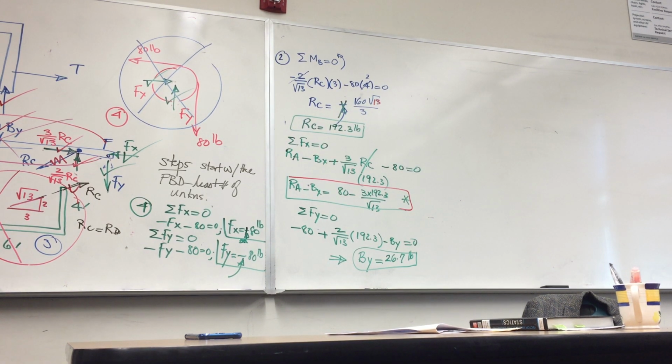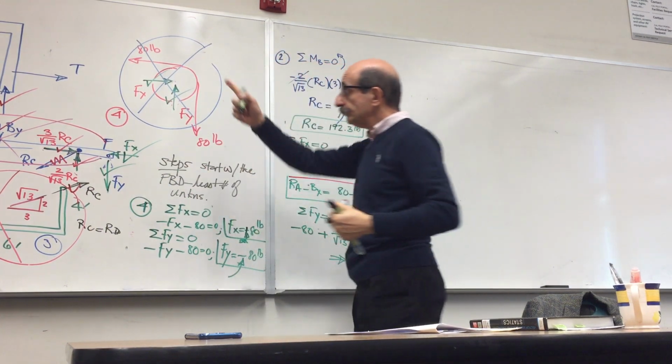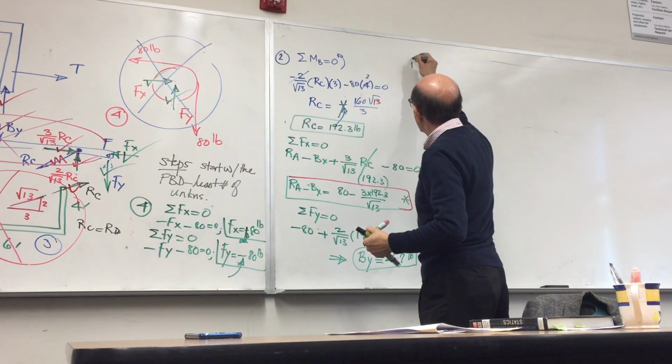This one has 3 unknowns. This one also has 3 unknowns. So again, I can use either one. So I'm going to use this one, okay? So I will go to number 1.